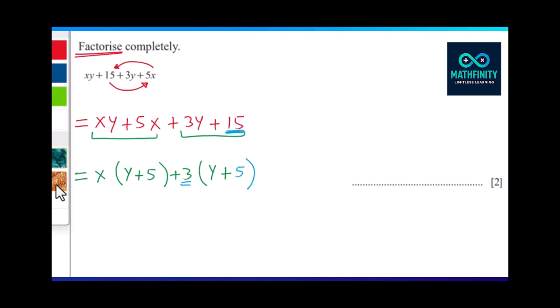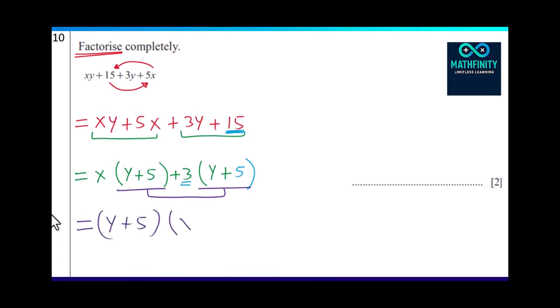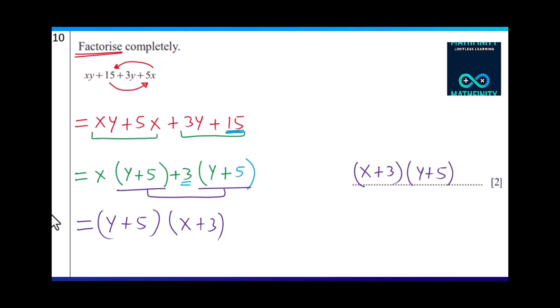After this, you have to check the same bracket. This bracket and this bracket are the same. If the brackets are the same, it means we did everything correctly. We will write y plus 5 and x plus 3. This is the final answer. But we have to write in the answer space x plus 3 and y plus 5. Hopefully, guys, you understand how to factorize four terms properly.